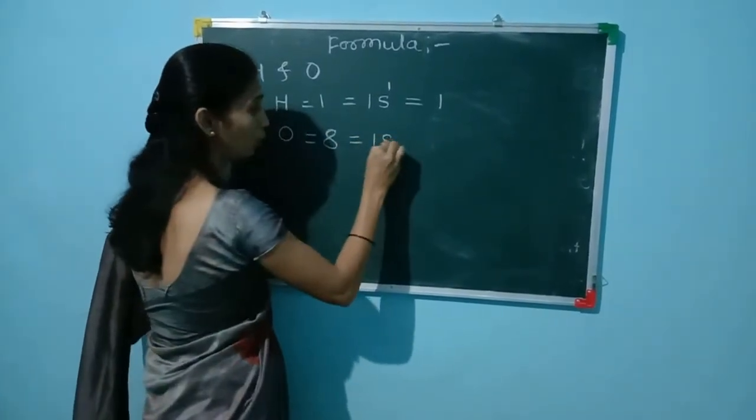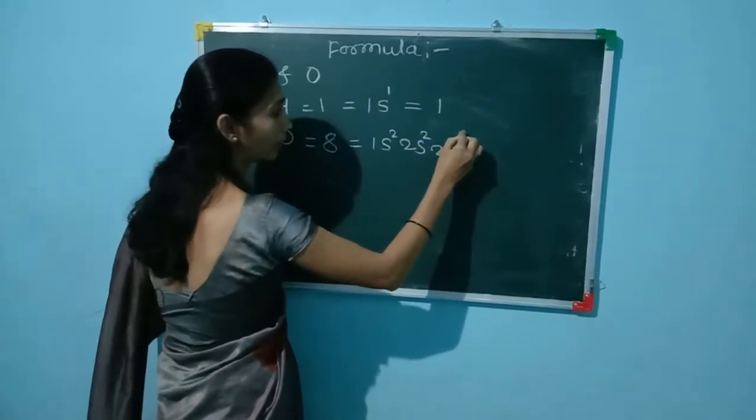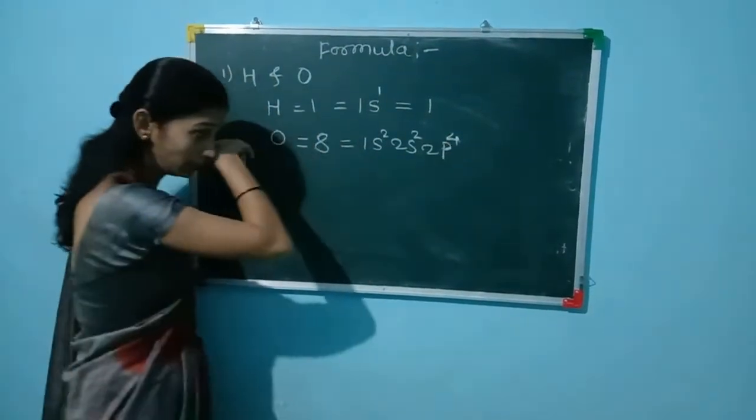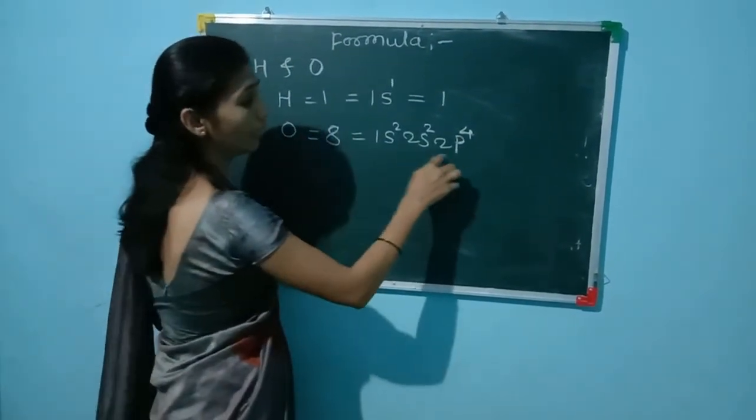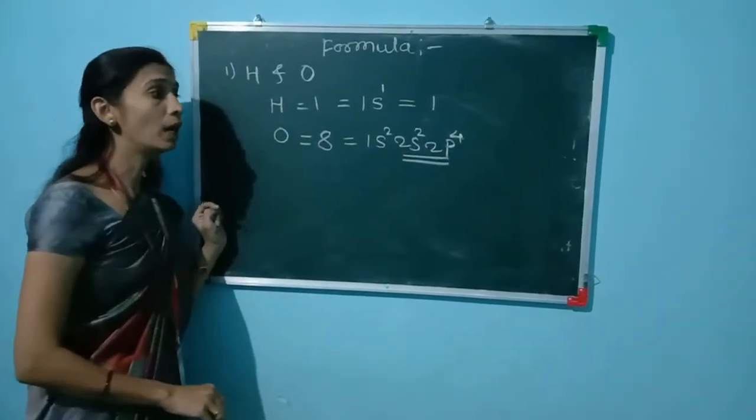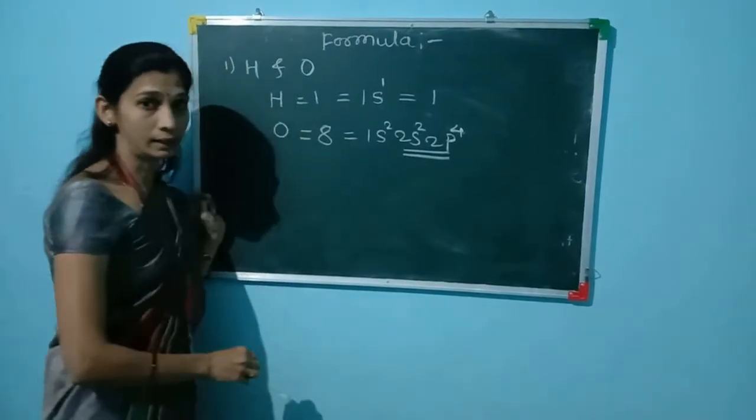The electronic configuration is 1s2, 2s2, 2p4. That means there are 6 electrons present in the outermost orbit. The valence electrons are 6.